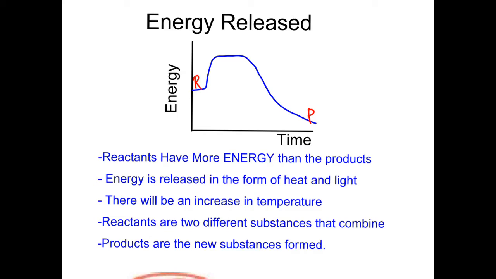And as you can see here, reactants have more energy than the products. Energy is usually released in the form of heat and light. To tell if there's been a release of energy, if heat and light, especially light, fire, and sparks aren't noticeable, notice an increase in temperature. There will always be an increase in temperature because all this energy is being released. The reactants here are those 2 substances that combine, and the products are those new substances formed that we know indicate a chemical change.